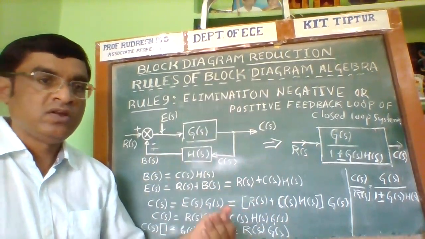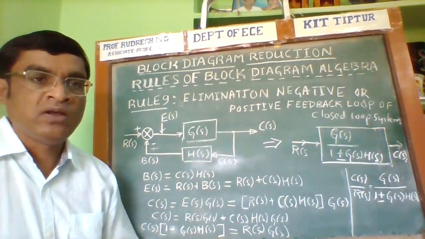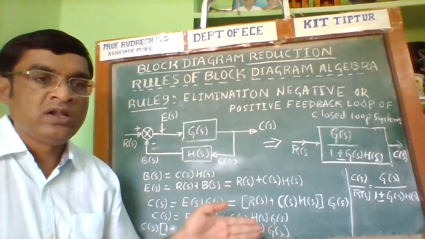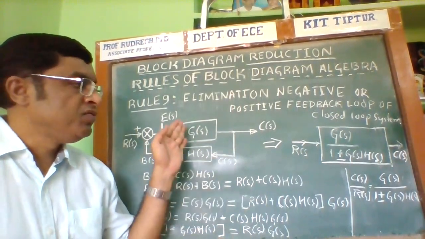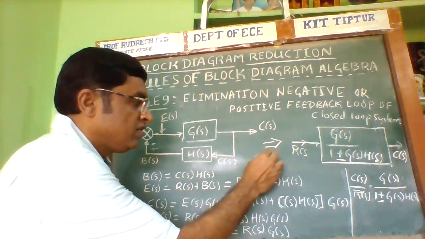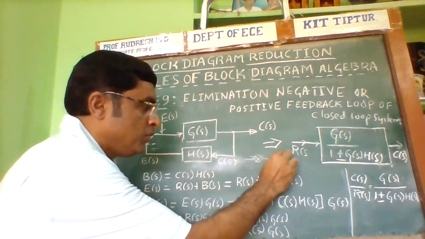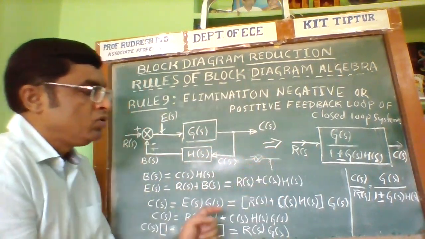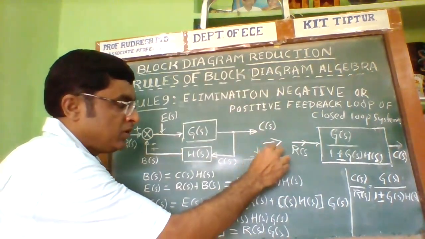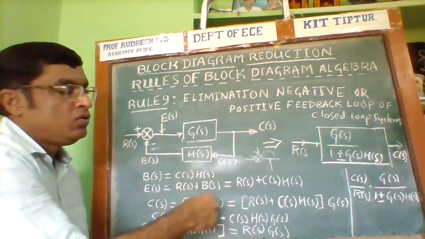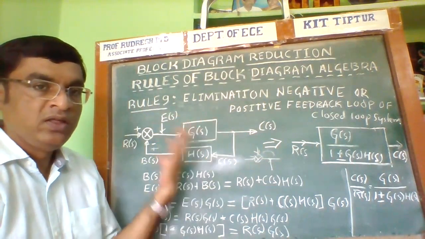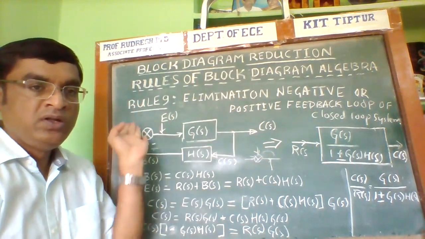Next are the critical rules, which I will discuss now. You will get a question in the examination on critical rules: explain the critical rules. There are two critical rules. If there is a summing point and also a takeoff point, how do we move the summing point after the takeoff point, and how do we move it before the takeoff point? Those are called the critical rules of block diagram algebra.